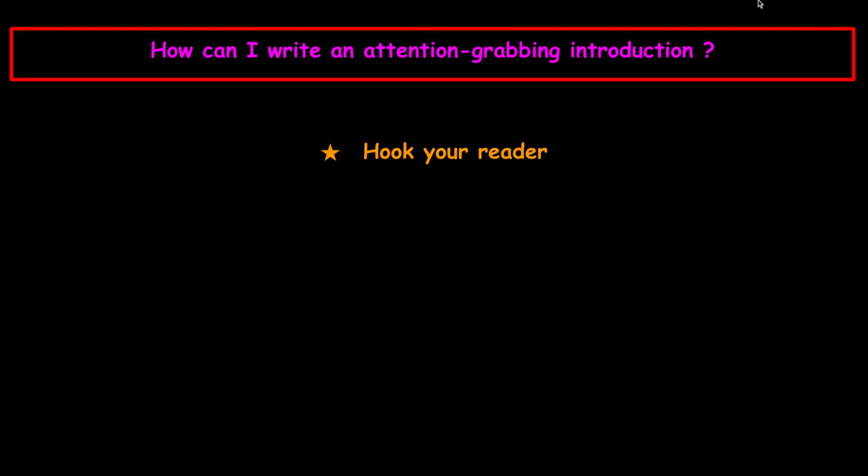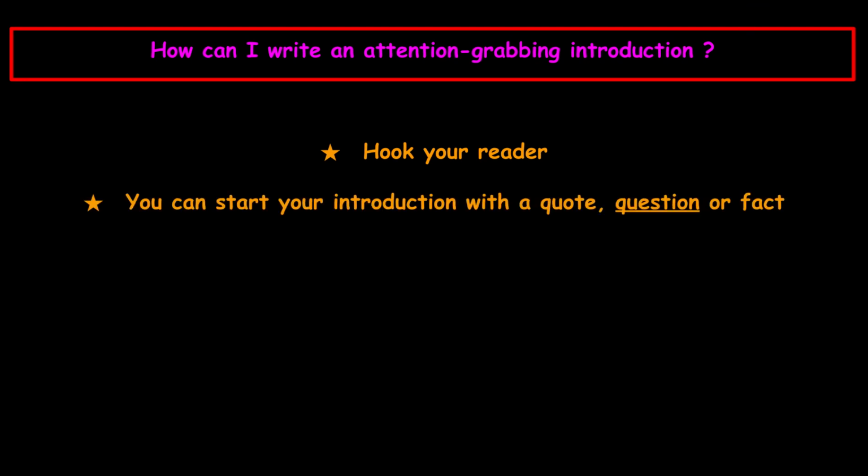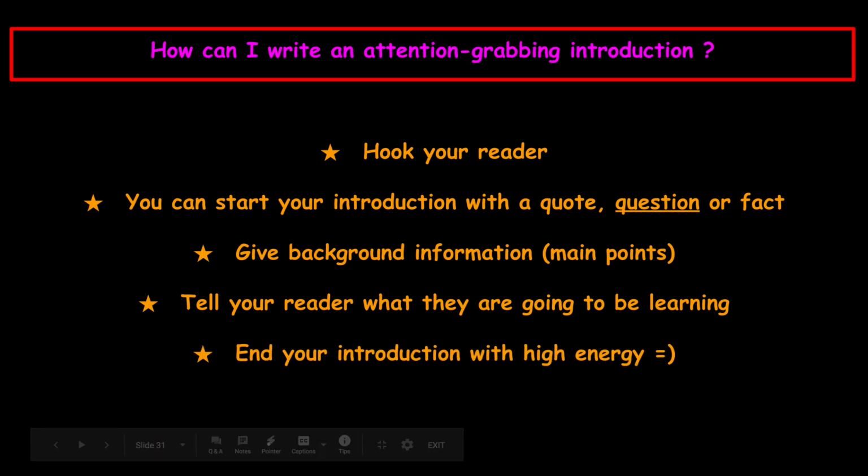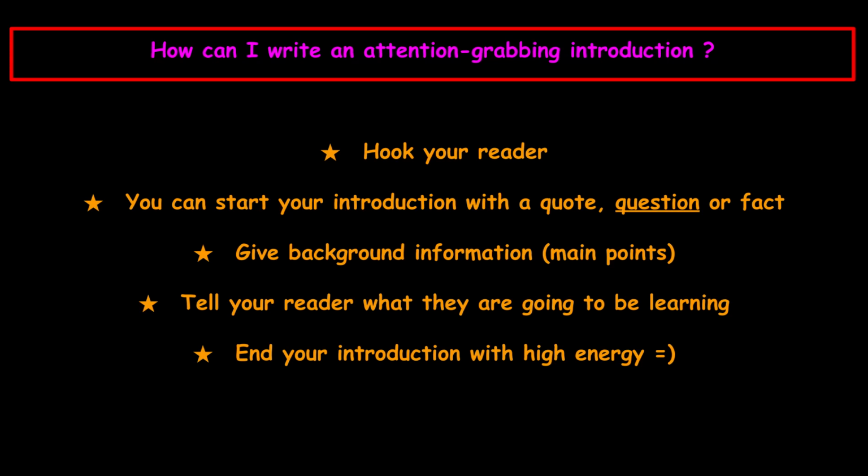So these are a few ways you can hook your reader. You can start your introduction with a quote, question, or fact, but please make sure your quote and your fact is about your topic. You will also need to give background information. These are the main points, the main things your reader needs to know about your topic. Your main points are going to help you to tell your reader what they're going to be learning about in your book. Be sure to end your introduction with high energy.